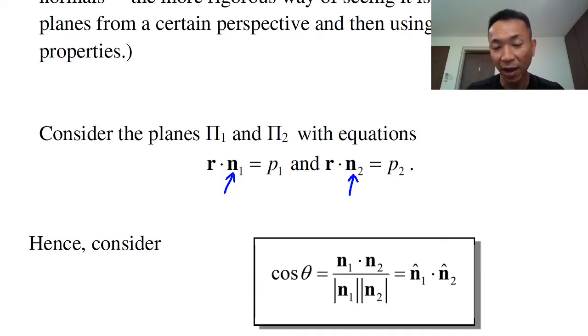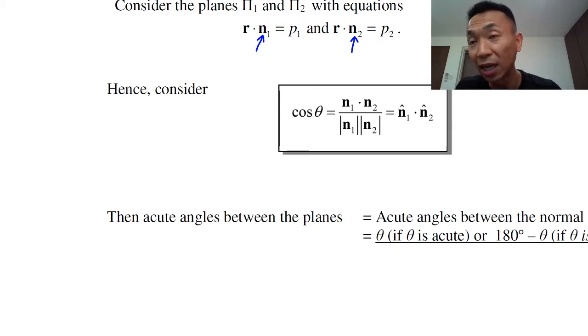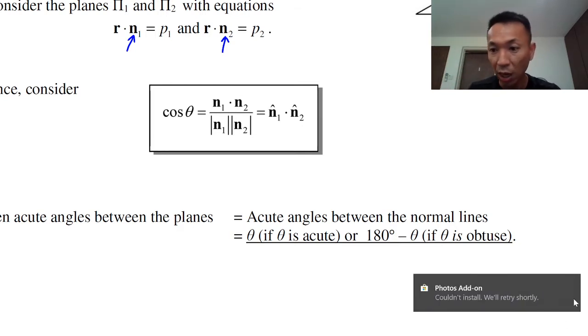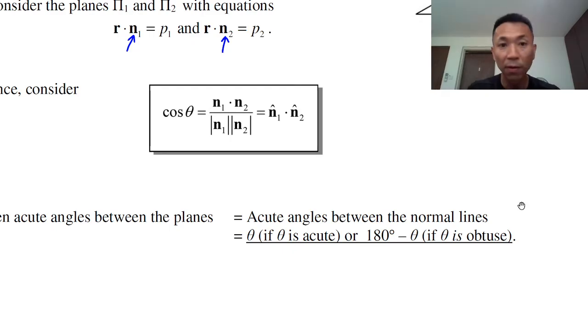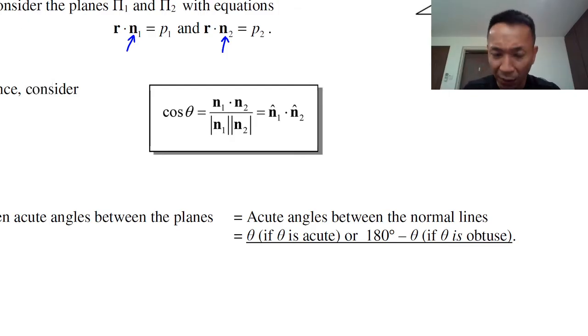Now, what if I take n1 dot n2 and I get a negative number? Then I realize that theta is an obtuse angle. What happens? Exactly the same treatment as you would do for the angle between two lines. If your theta happens to be acute, then good, you just leave it as it is. But if your theta happens to be obtuse, then you have to take 180 minus theta.